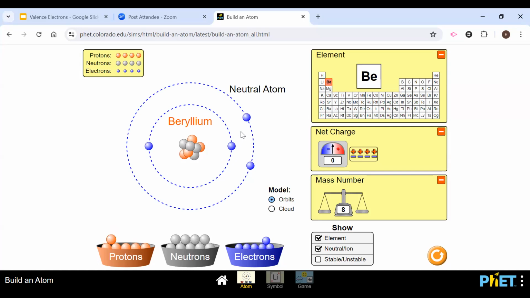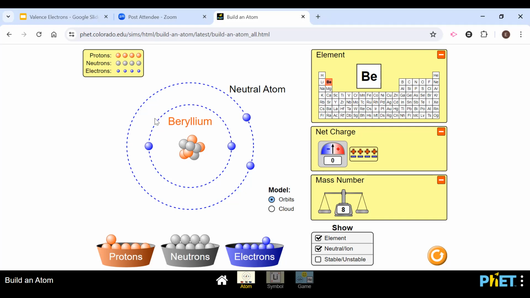Now, in this atom, there are two energy levels. We count the energy levels from the inside. The one closest to the nucleus is the number one energy level. So this is number one energy level. This is number two energy level. In this atom, this is the highest energy level, or we can say the outermost energy level.